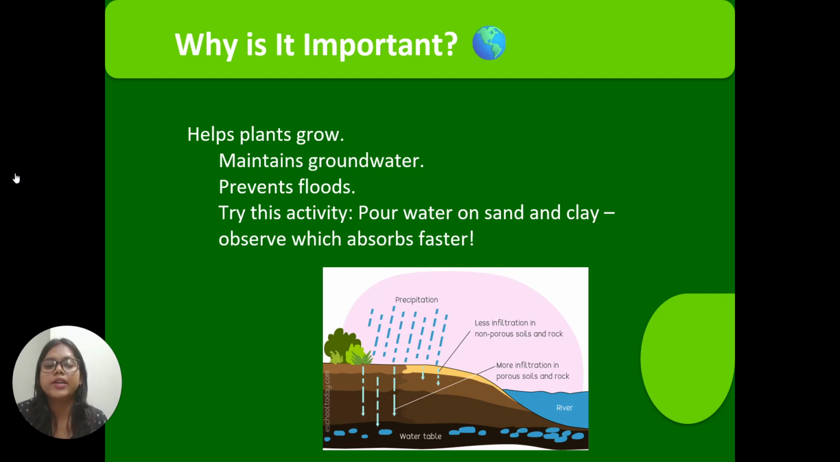So today we learned that infiltration is the process of water soaking into the soil. It depends on soil type, vegetation, slope, and rainfall. Infiltration helps recharge the groundwater and reduces flooding. In simple words, infiltration is nature's way of storing water underground.